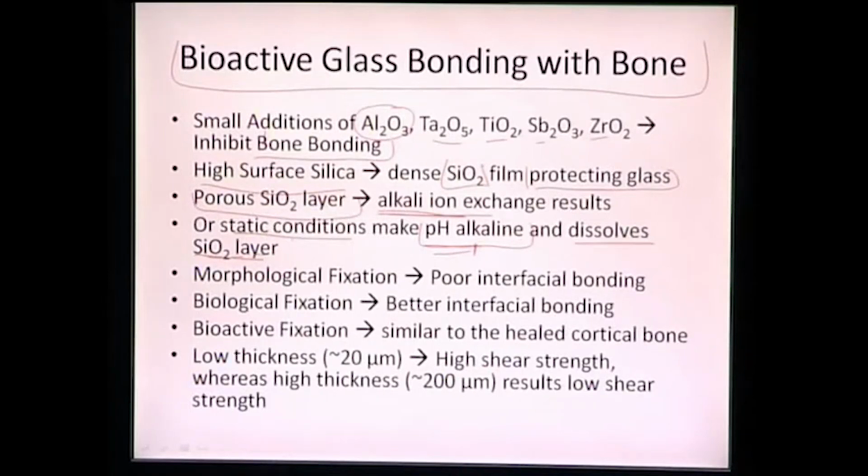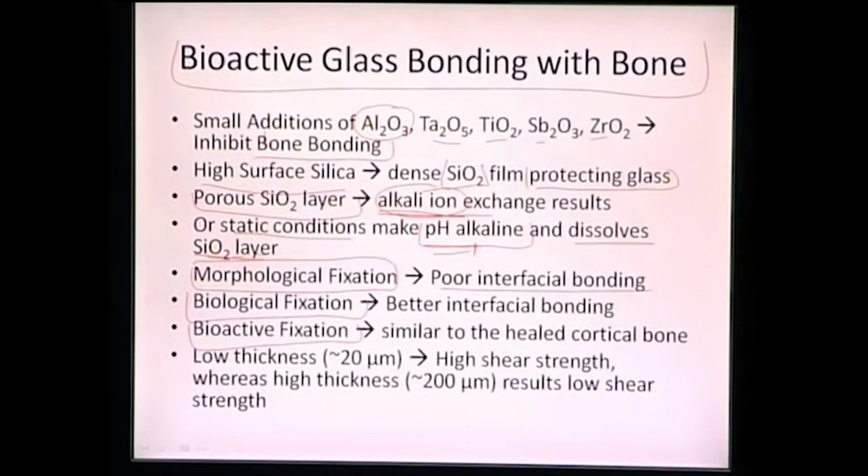And once the SiO2 layer is much more porous, we can lead to alkali ion exchange, and that is basically nothing but the degradation of the glass, and that will basically lead to the bonding of the implant with the new bone. And it can be either morphological fixation, or biological fixation, or bioactive fixation. Once it is only morphological, only surface related, we can have very poor interfacial bonding.